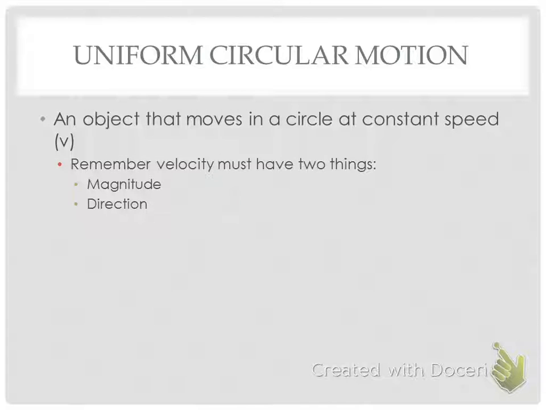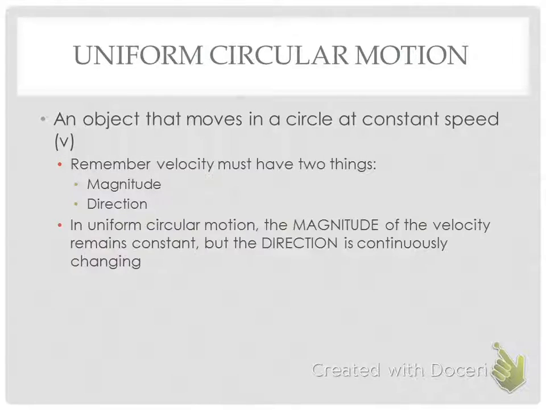Does that part make sense? So the magnitude of velocity remains constant, but the direction is continuously changing. You can abbreviate that or make it a little shorter for your bullet point. Essentially what I want you to understand is that speed might remain constant, but the velocity is continuously changing.